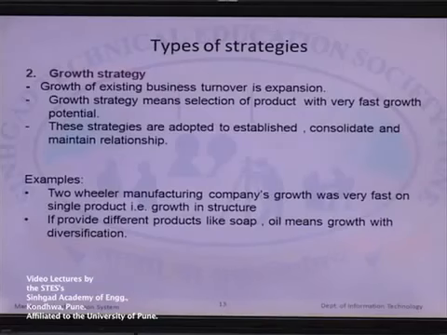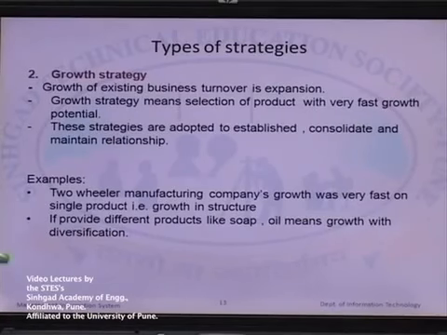Next one is a growth strategy. Here growth means expansion of the existing business turnover. Growth can be in terms of your expansion or scope or in terms of your actual quality. Growth strategy means selection of products with a very fast growth potential. These strategies are adapted to establish, consolidate and maintain the relationship.